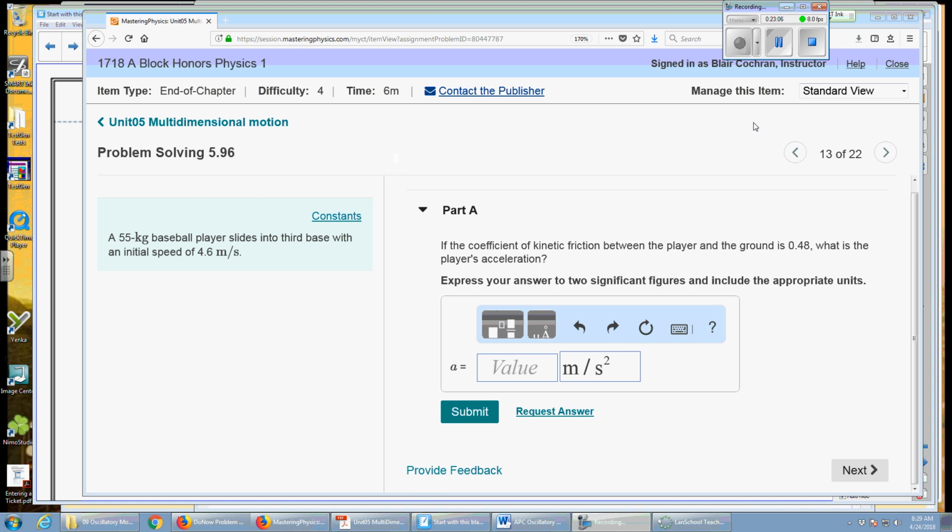Alright, so we're going to do 13. You've got a baseball player who slides into third base with this initial speed. What is the coefficient of kinetic friction? Kinetic because he's moving relative to the ground. And the ground is this. What is the player's acceleration? They kind of leave out one little thing that you have to assume. What is the one fact that we're assuming? Well, really two facts.